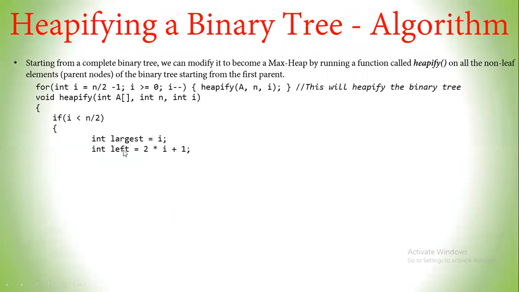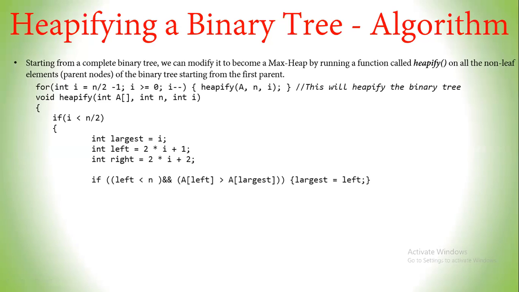Then, as I told you in the previous slide, if the index of the parent is I, the left child will be given by 2i plus 1. So we make the index of the left child as 2i plus 1. That is obvious, that I explained in the last slide. And we make the index of the right child as 2i plus 2. I explained that in the last slide. Right. So then we make a comparison.